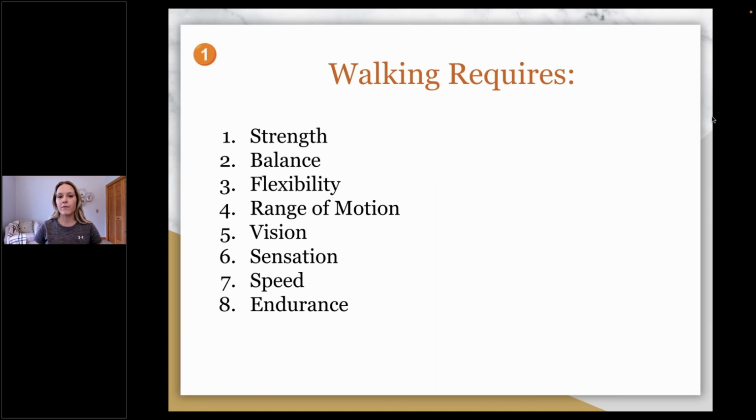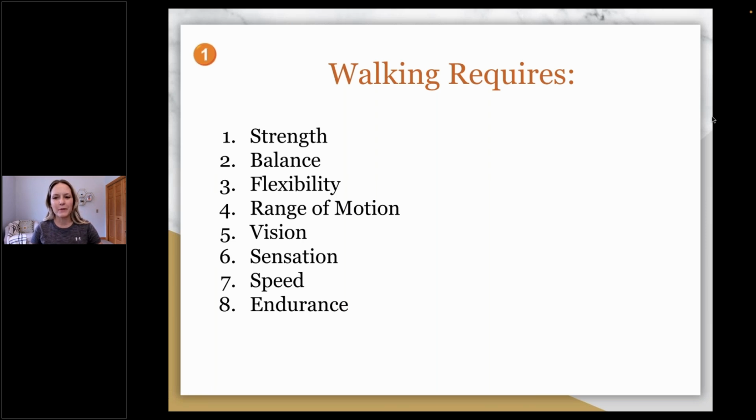Sensation. If you have abnormal sensation in your feet, like numbness, tingling, burning, pins and needles, that's going to affect your walking. If you can't feel the ground and you don't know where your foot is going to land, that can affect your walking. Speed.